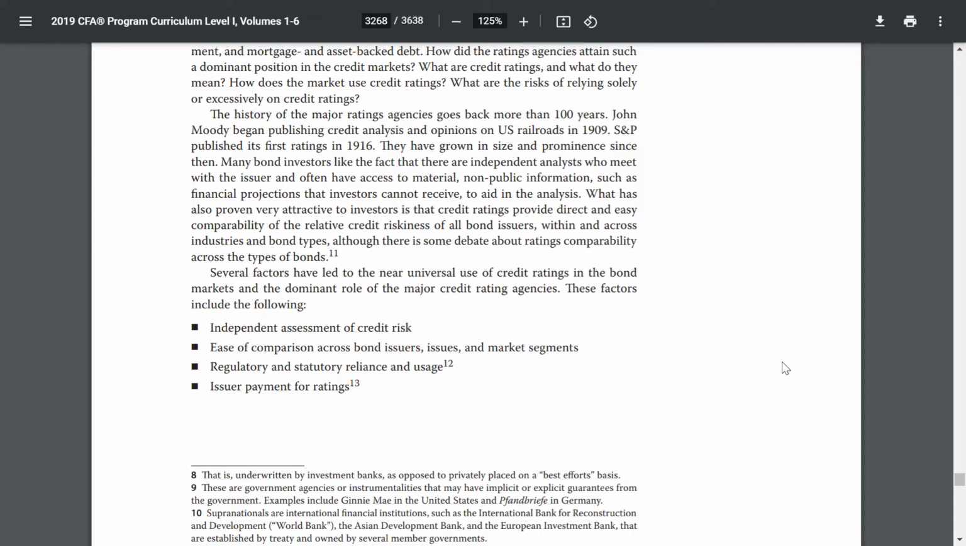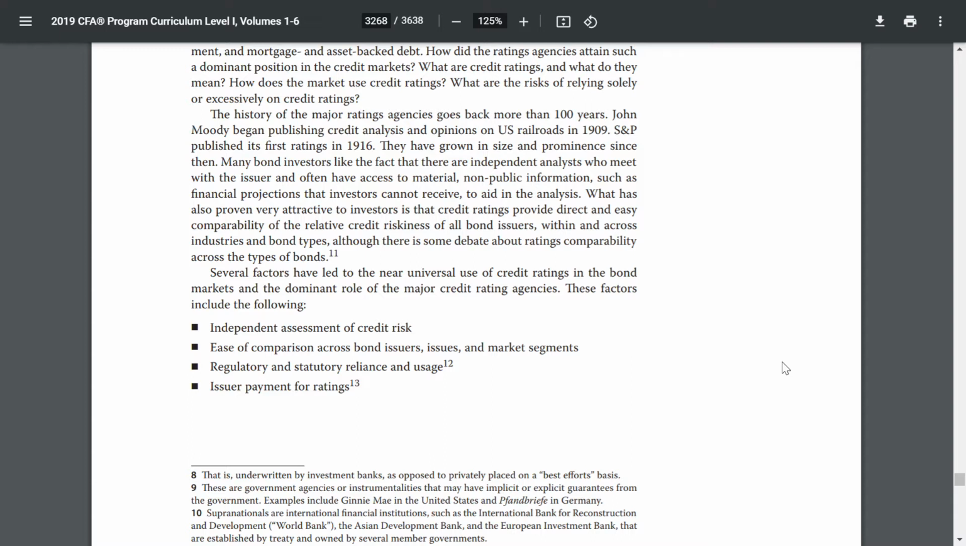Many bond investors like the fact that there are independent analysts who meet with the issuers and often have access to material non-public information, such as financial projections, that investors cannot receive, to aid in the analysis. What has also proven very attractive to investors is that the credit rating provides direct and easy comparability of the relative credit riskiness of all bond issuers across industries and bond types. Although there is some debate about rating comparability across types of bonds, several factors have led to the near universal use of credit ratings in the bond market and to the dominant role of the major credit rating agencies.